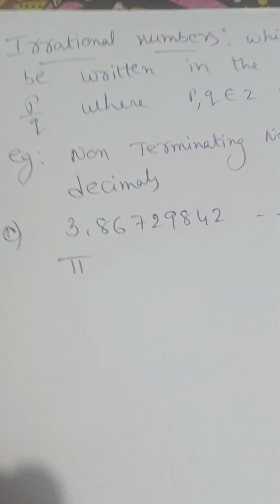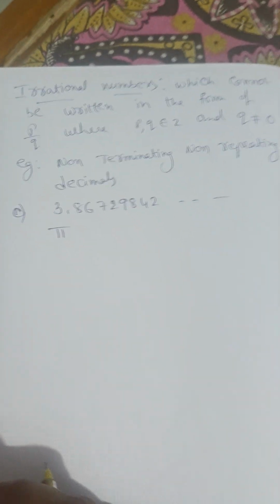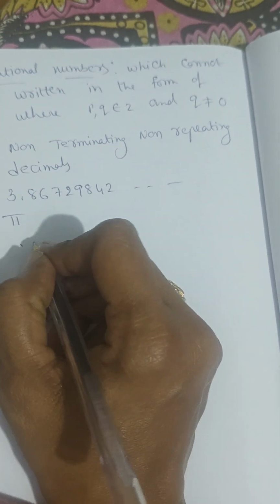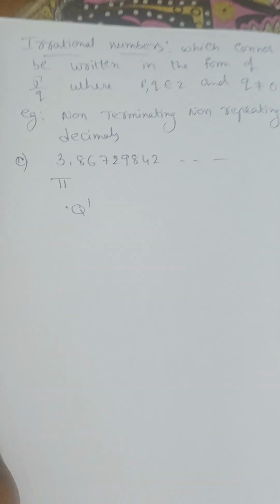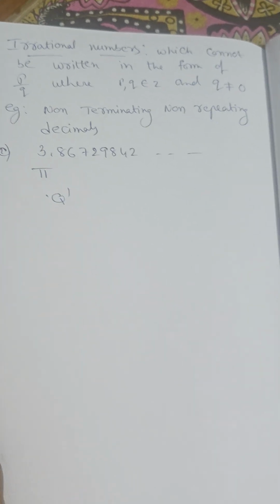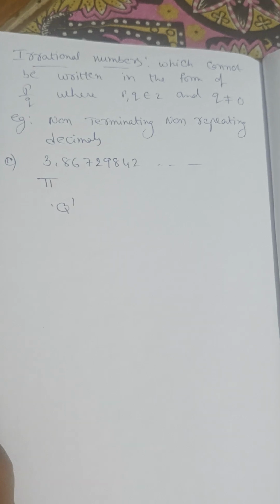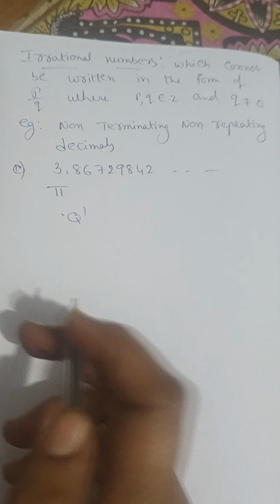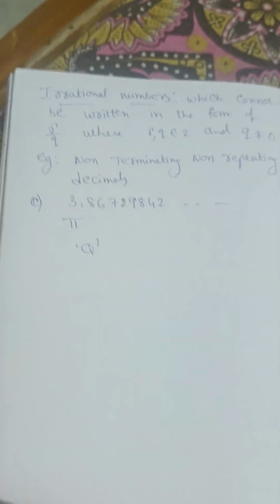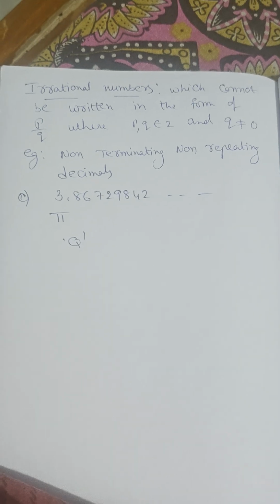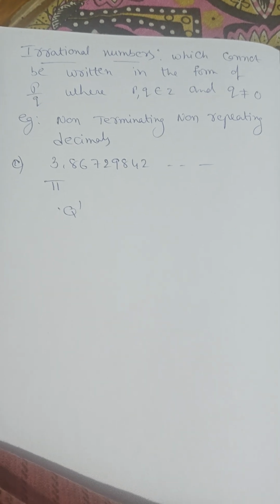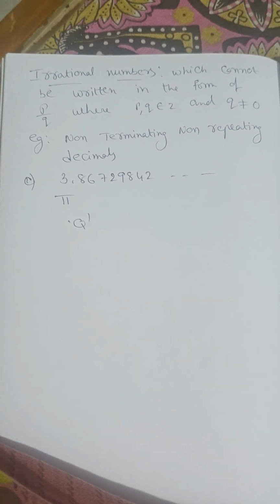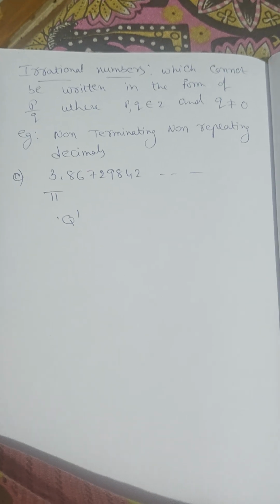Did you understand? So, irrational numbers are denoted by Q dash. Q means rational numbers. Q dash means irrational numbers. So, from this what can you say, children? Does any rational number come under irrational numbers? Is any rational number an irrational number? No. And still some more irrational numbers are there.